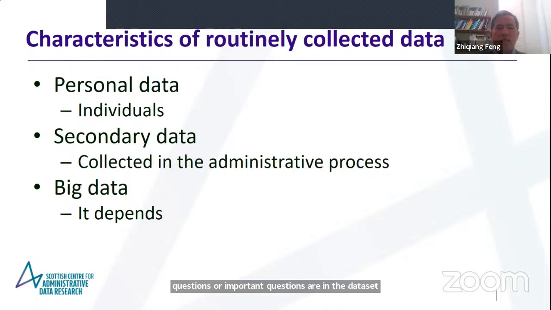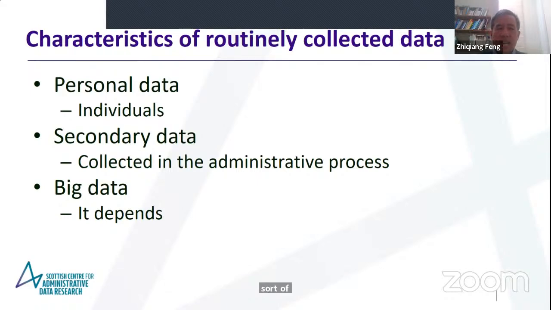Third, I'd like to mention whether routinely collected data can be regarded as a type of big data. So it really depends how you define what big data is. We know people normally simply refer to big data as big volume. Obviously, that's not simply the case. We are more likely to consider big data as the modern data collection process. For example, it tends to be collected through some sort of automatic process.